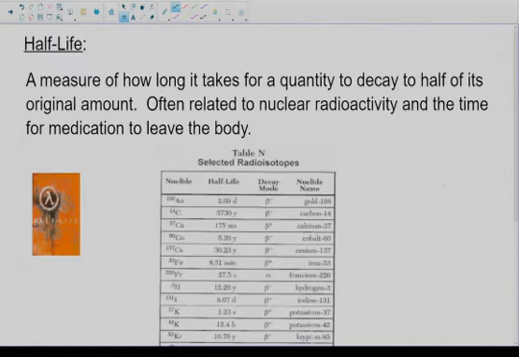I'd like to introduce the concept of half-life to everybody at this point. Half-life is a quantity that is used quite a bit in science and in medicine. It's a measure of how long it takes for a quantity to decay to half of its original amount. And like I said, it's often related to nuclear radioactivity and the time for medication to leave the body.